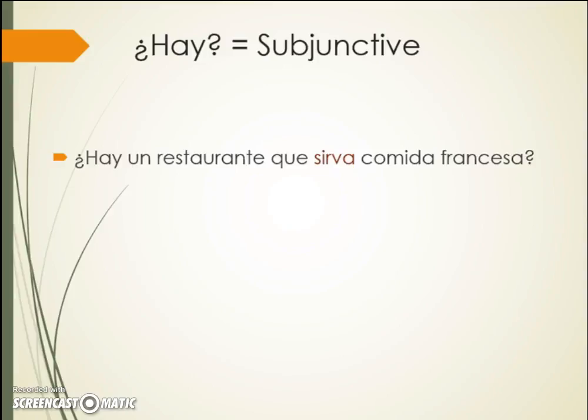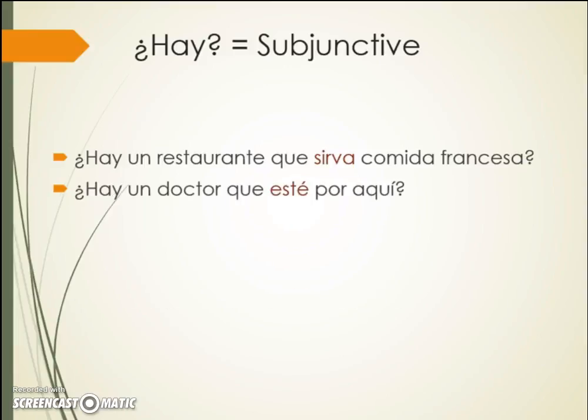I know that there are restaurants out there in the world that serve French food, but I don't know if it's near me. I don't know if it's within driving distance. I don't know if they're open tonight. I don't know if it even exists anywhere around or if I can even afford it. So all of those things make it uncertain. So anything that modifies the restaurant has to be in the subjunctive.